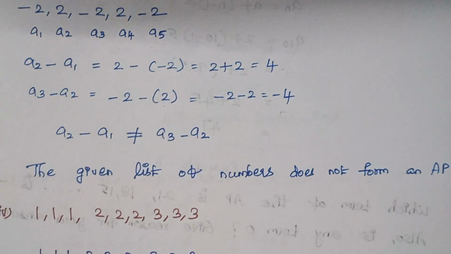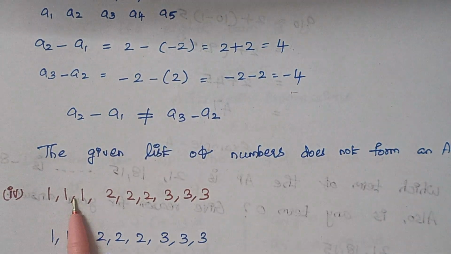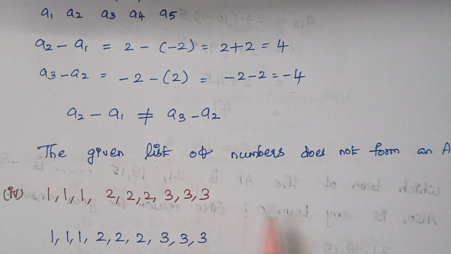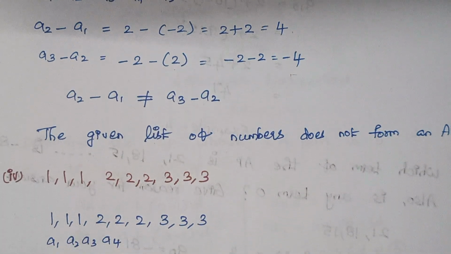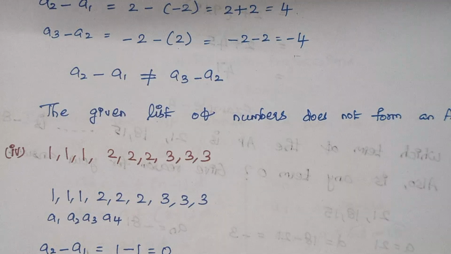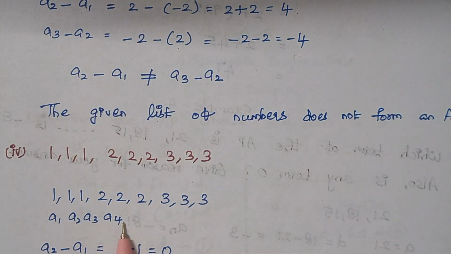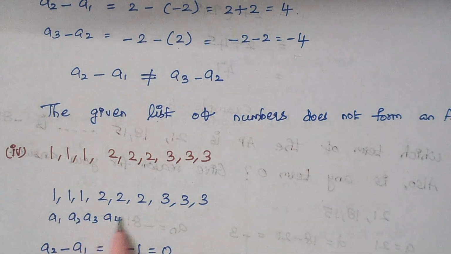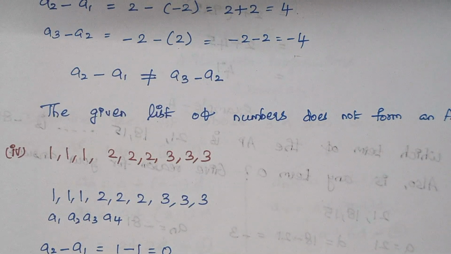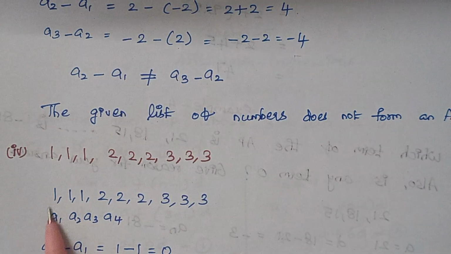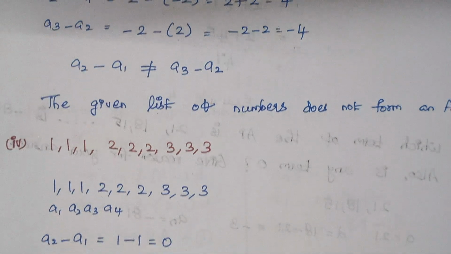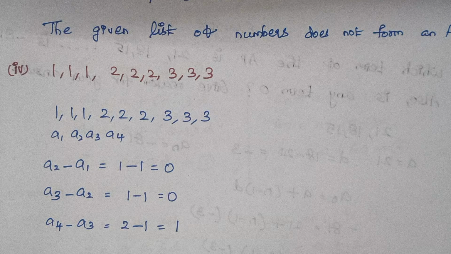Right. Now, the fourth problem: it is 1, 1, 1, 2, 2, 2, 3, 3, 3. So again, give them the common names A1, A2, A3, A4. No need to give names for all the terms; we can just find the difference between the first 4 or 5 terms. It is enough. So here, what is the difference between A2 and A1? A2 minus A1 is 1 minus 1, which is 0.